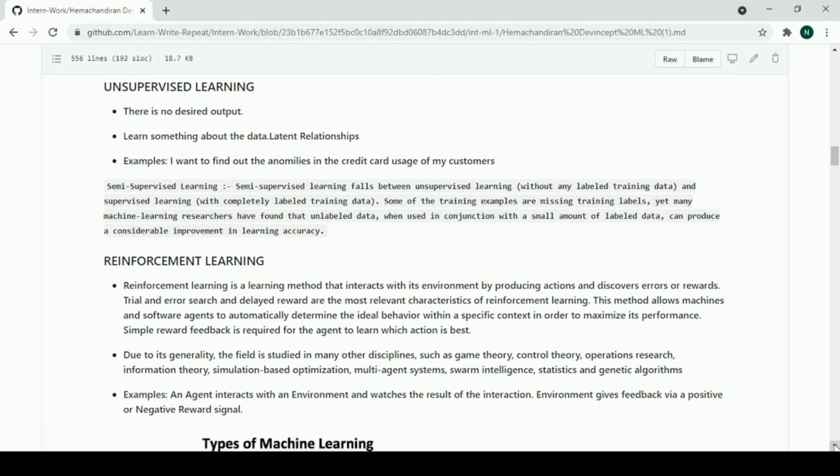Now comes reinforcement learning. Reinforcement learning is based on a system where, when the machine learns correctly, it is rewarded, otherwise penalized.